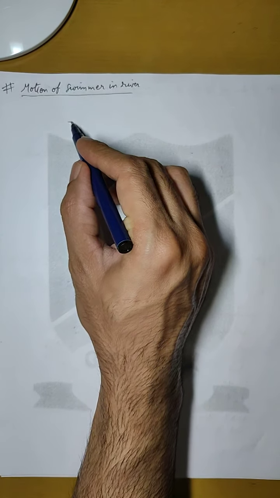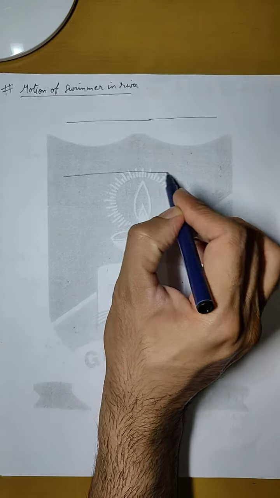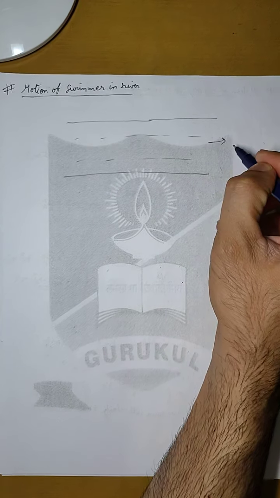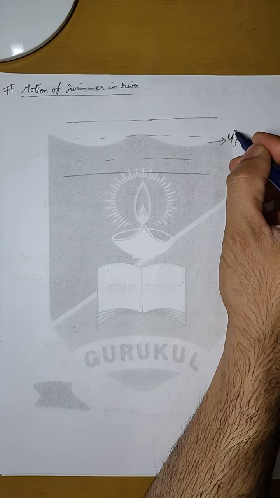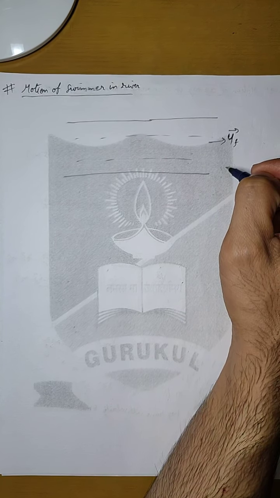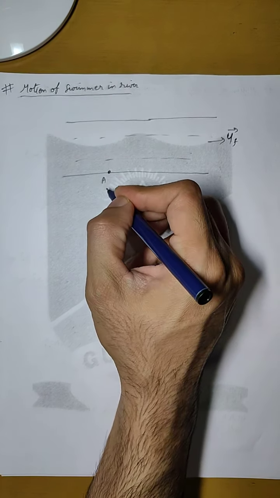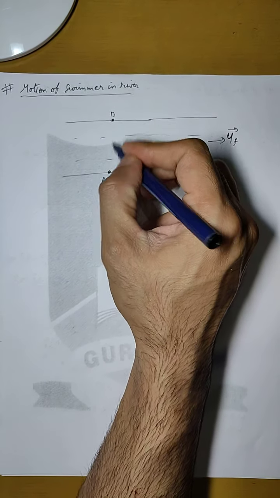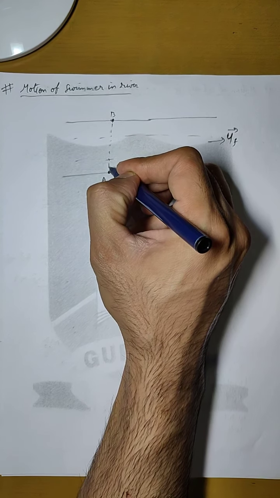Suppose there is a river like this, and there is water flowing in the river in this direction. Let us say this is the velocity of flow of the river, uf. In this direction the river is flowing with velocity uf, and there is a swimmer at point A who wants to reach point B, which is exactly opposite in a straight line on the other bank. He wants to reach B.